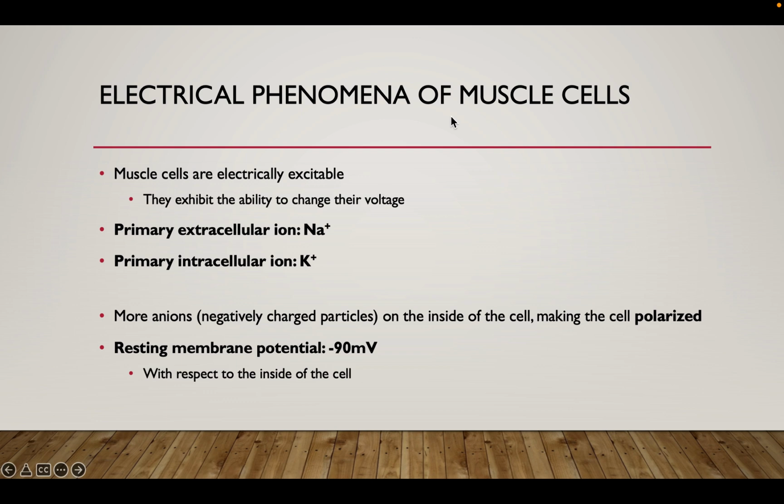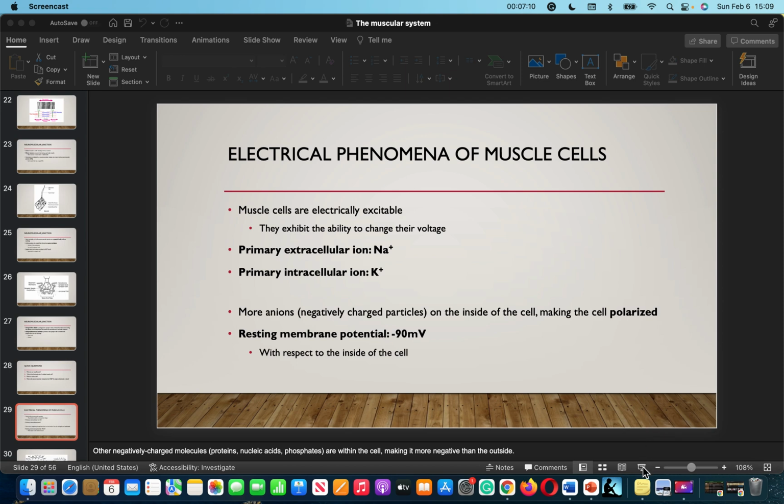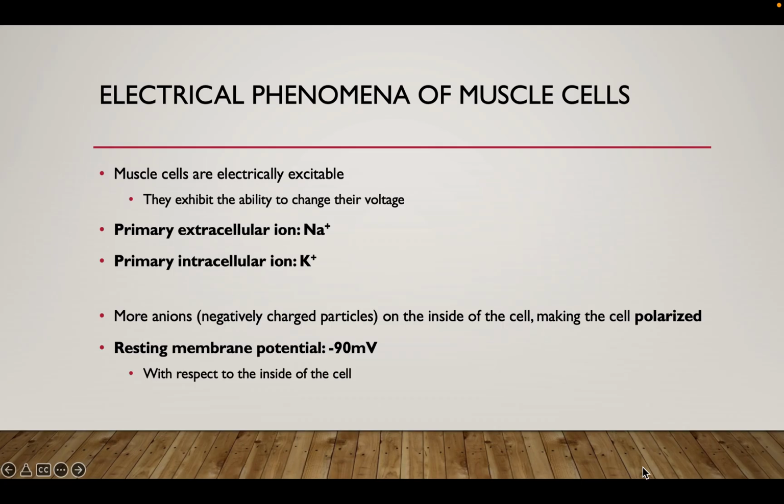So our muscle cells, just like neurons, are very excitable. They change their voltage in response to different stimuli, and they do this by ion channels that allow different ions or electrolytes to travel either into or out of the cell. Our cells have an electrical potential, meaning that they can change their electrical charge. They're excitable, and this is due to ions moving in and out of the cell through different ion channels.